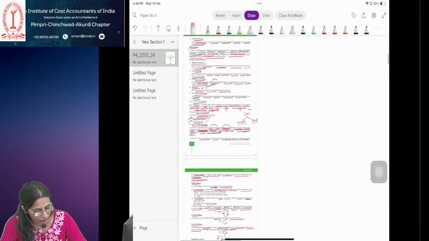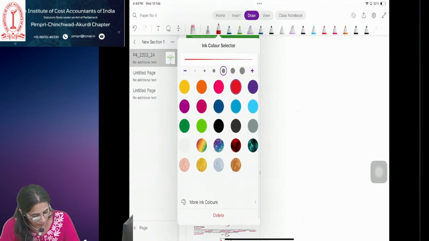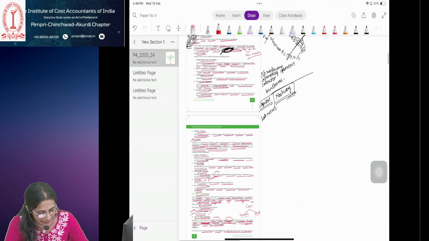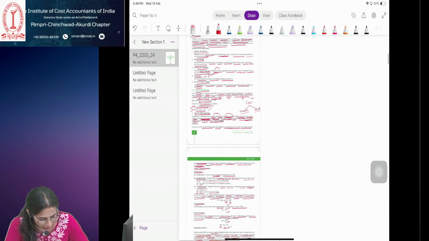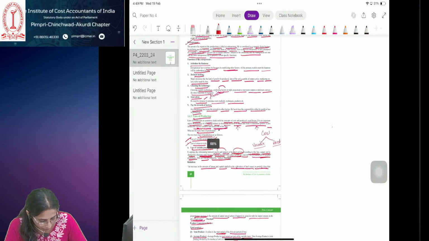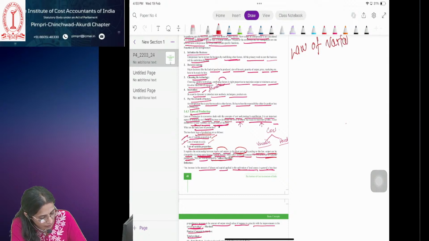Now we will see the first law. I have erased everything. So we will first be discussing the first law, which is the law of variable proportion. So what is it saying? Variable proportion.